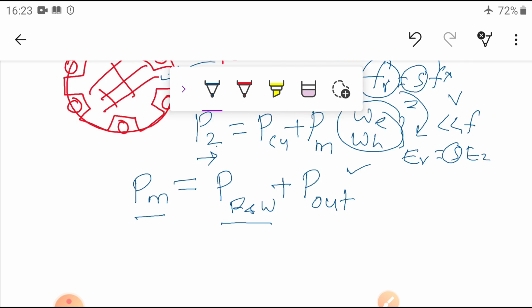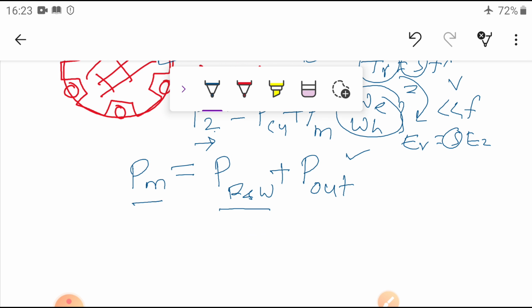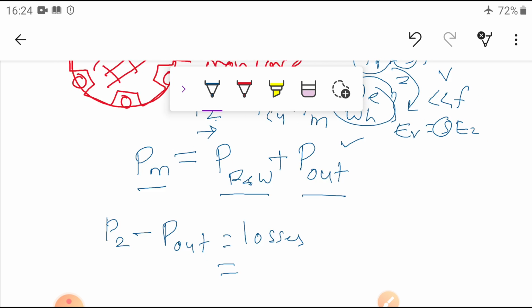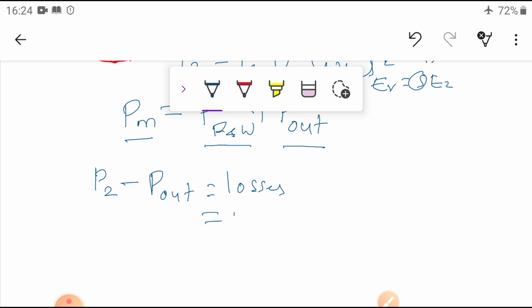That means, what is the rotor output? Rotor output is equal to P out. So P2, the input, minus P out, the rotor output, is equal to the losses here. What are the losses here? We can say the constant losses. What are the constant losses? These are the P copper losses, and at the same time the mechanical losses. P friction and windage losses we can call the P mechanical losses. So these are the different types of losses we get in induction motors.